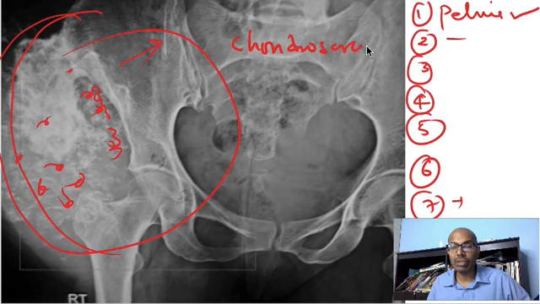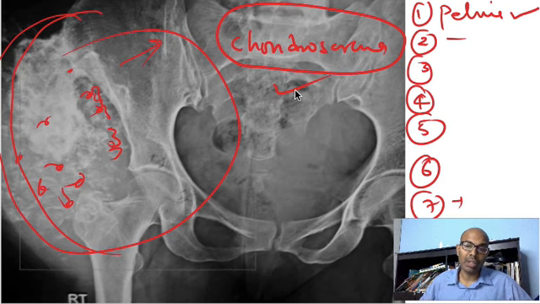What is the treatment of choice for chondrosarcoma? It is a wide excision. You excise the tumor. It's a slow growing tumor, so therefore the prognosis is far better than an osteosarcoma.